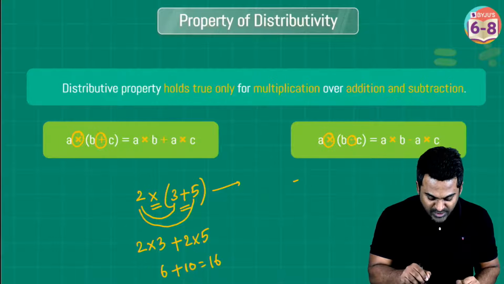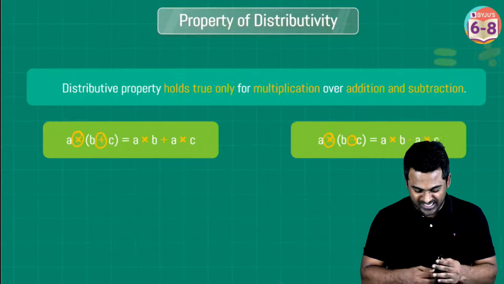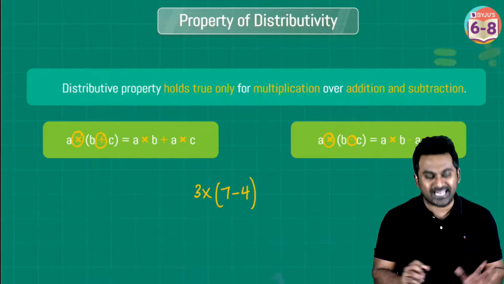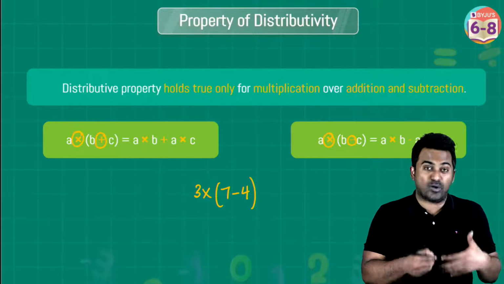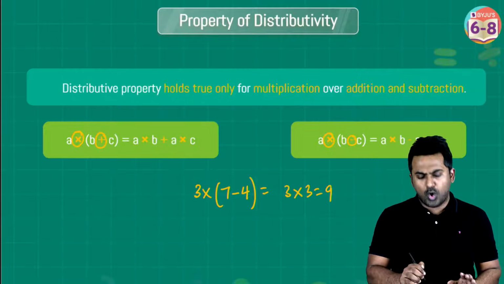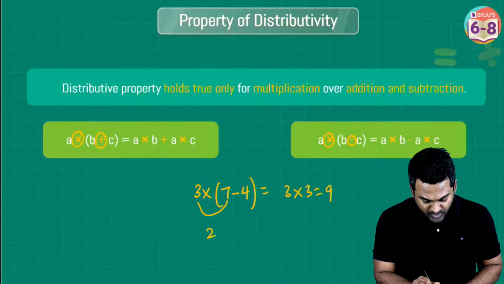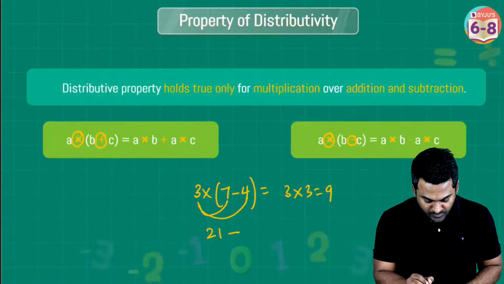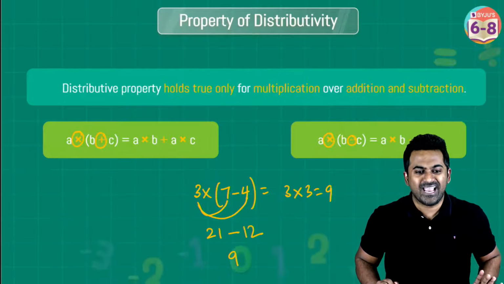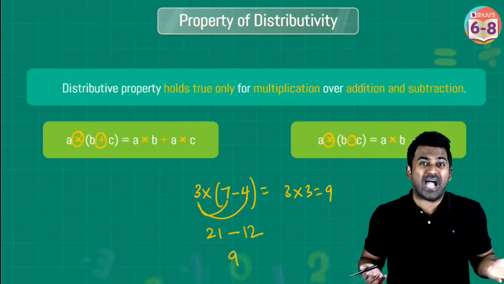Let's take a case of subtraction now. Let's just rub this off since you guys have already understood it, I'm sure. Now let's take this: 3 multiplied with 7 minus 4. You can figure this out without opening up the bracket, like this: 3 multiplied with 3, which is 9. Or you can simplify it in another way. So 3 multiplied with 7, 21, minus 3 multiplied with 4, 12, and again you get the same answer, 9, right?